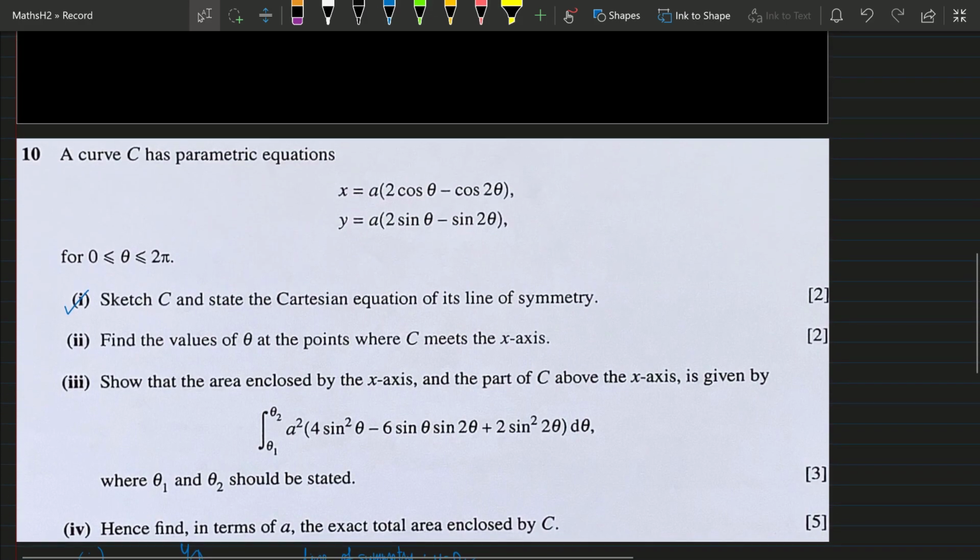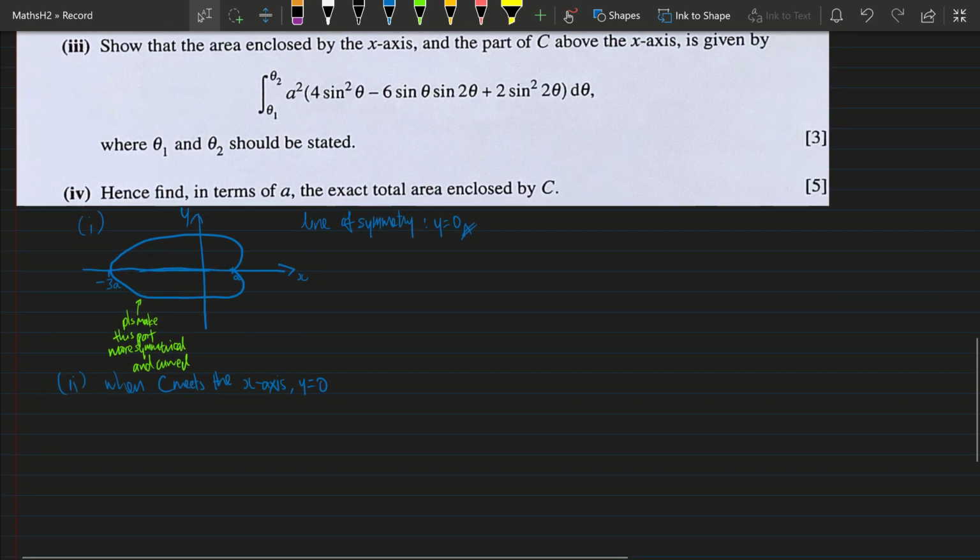So scrolling back up, y is equal to a multiplied by 2 sine theta minus sine 2 theta. So y equals 0, so it's 2 sine theta minus sine 2 theta equals 0. So solving this shouldn't be too difficult. I know some of you hate Trigo, but too bad. In A-level H2 maths, Trigo is implied knowledge. So you have to be good at it at this stage.